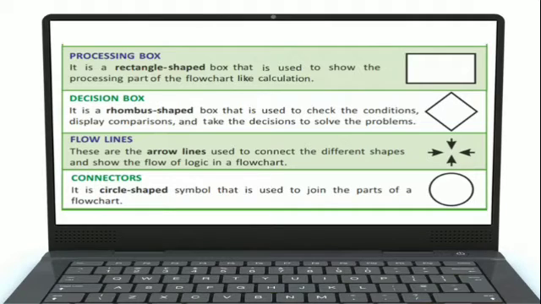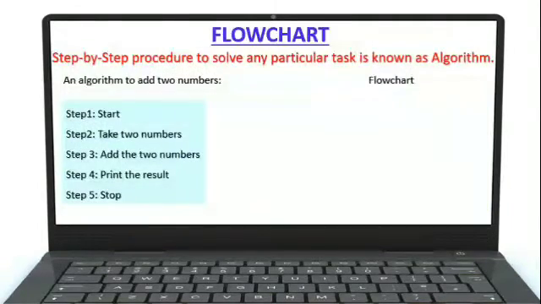And the last one is connectors. These are circle shaped symbols used to join parts of the flowchart. When a flowchart becomes complex, if we are working on a difficult problem with so many steps, then it is always better to divide the flowchart into separate parts and combine those parts using connectors. So let's take the previously done algorithms and see how we can convert them into flowcharts.